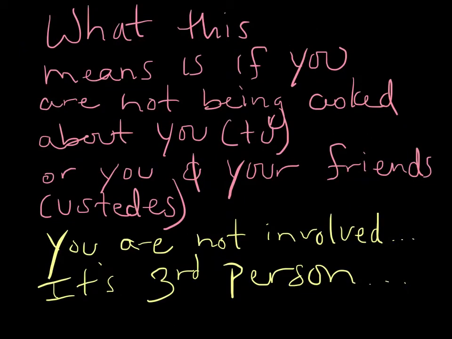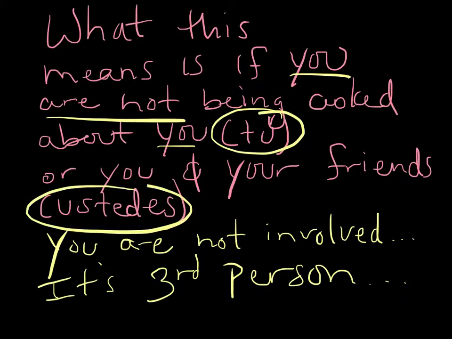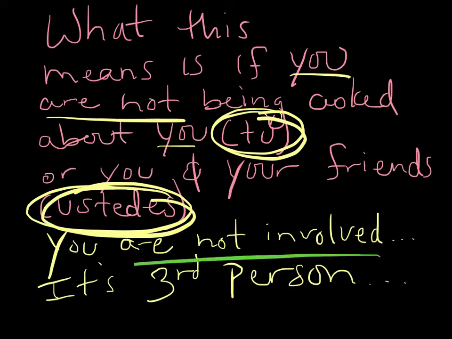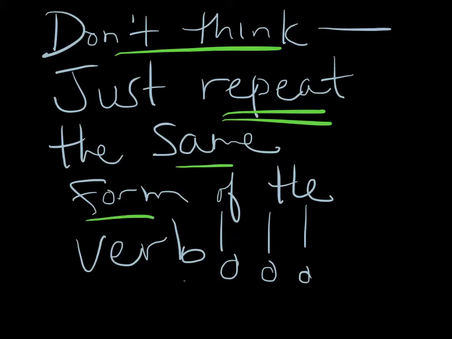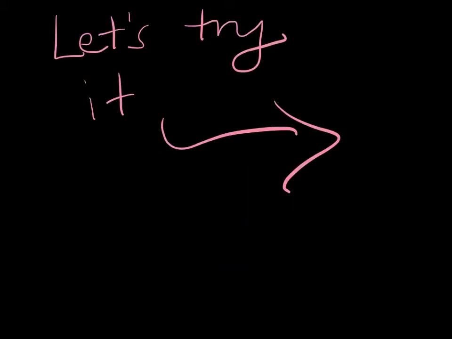So what this means is that if you are not being asked a question about you, which would either be the tú form or the ustedes form, if there's not a tú form or an ustedes form, therefore you are not involved and it is third person. So in that case, don't think. Just repeat, whether it's on paper or out loud, the same form of the verb that the person asking the question used. So that's what I mean by no change in subject, no change in verb.